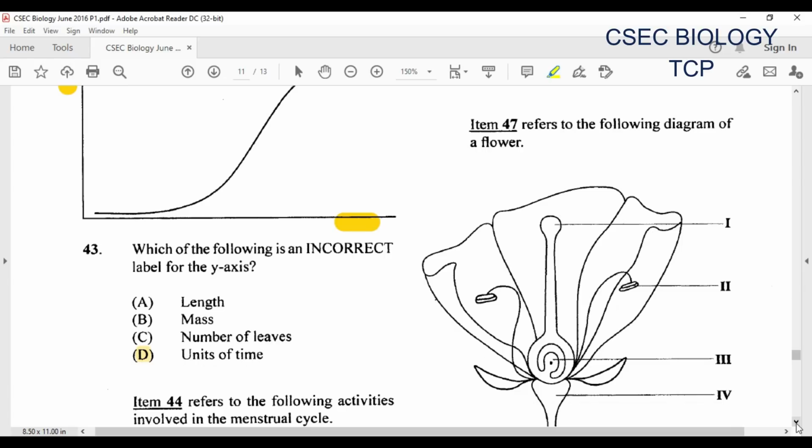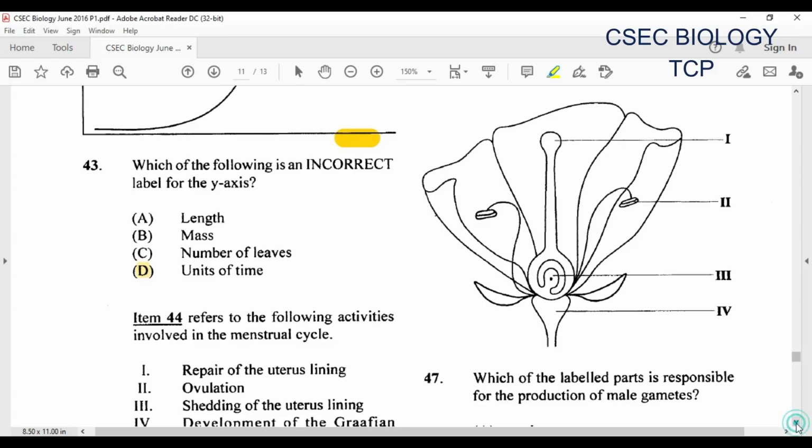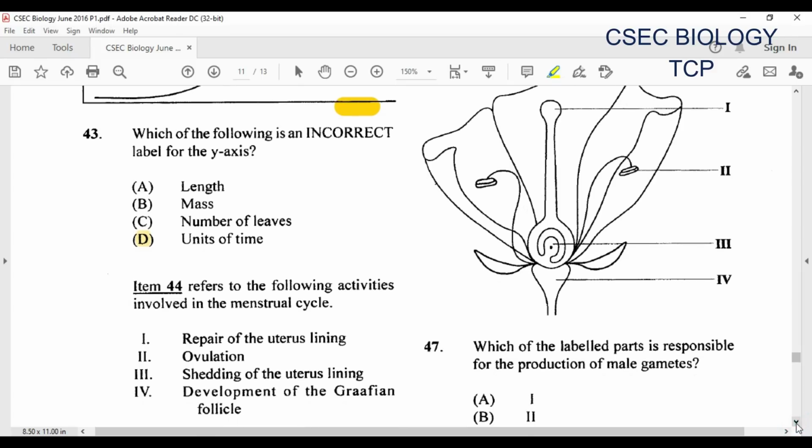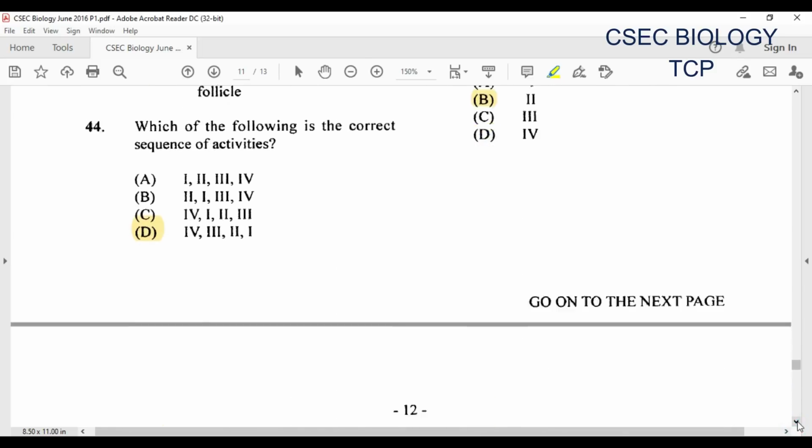And 47 refers to the following diagram of a flower. And of course, we would have been doing the flower since grade 7. I would have seen grade 7 students doing the flower. It wants us to find out which of the labeled parts is responsible for the production of the male gamete. Alright, so that is very easy. It's going to be 2, the anther. That's going to be responsible for the male gamete. So the answer here is going to be B. Alright, so we move on down.